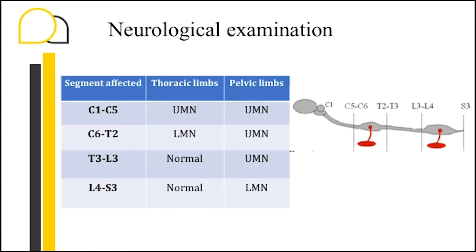So we may have decreased proprioception, but we will also have a poor muscle tone. We may have decreased reflexes in the thoracic limbs, but in the pelvic limbs, we will still have an upper motor neuron presentation. With a T3-L3 and an L4-S3 myelopathy, we will have normal thoracic limb function, although we will see a couple of exceptions in just a few minutes. But in the pelvic limbs, it'll depend. If it's a T3-L3 myelopathy, we will have preserved spinal reflexes, although we may have absent proprioception. However, if we have an L4-S3 spinal cord problem, we will have a poor muscle tone, we may have atrophy, and we will have decreased proprioception in the pelvic limbs.